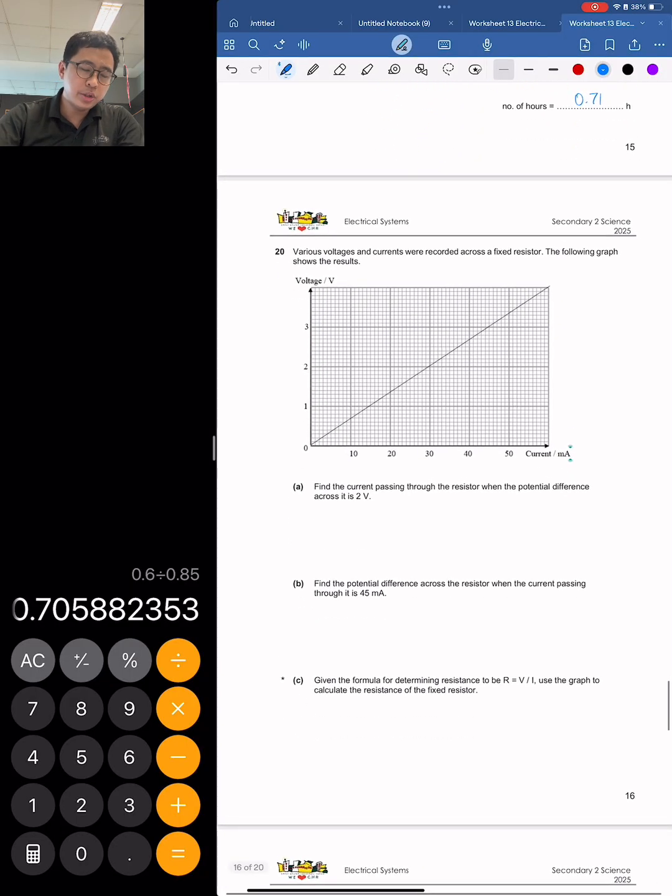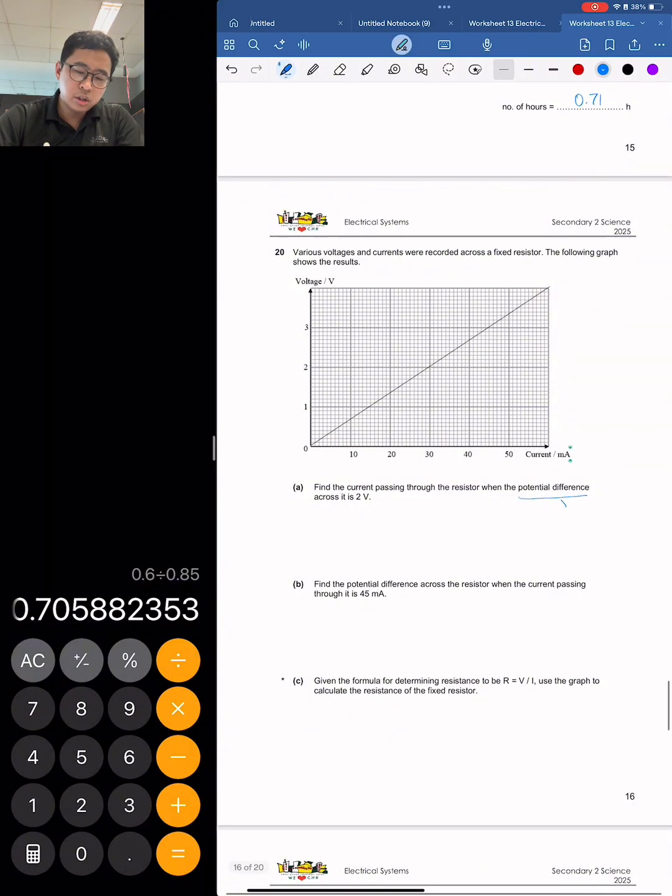So moving on to question 20. Question 20, this is a lot about graph reading, and you shouldn't need a lot of pre-existing knowledge to do this question. Okay, so you first need to know that potential difference measures the voltage, right? So when it's 2, what we do is we draw a line, and then we draw another line down, and we can say that this is 30 milliampere. Okay, that's how we do it.